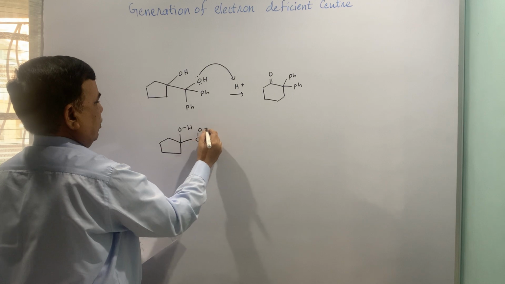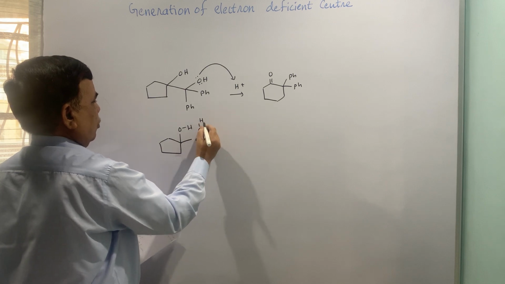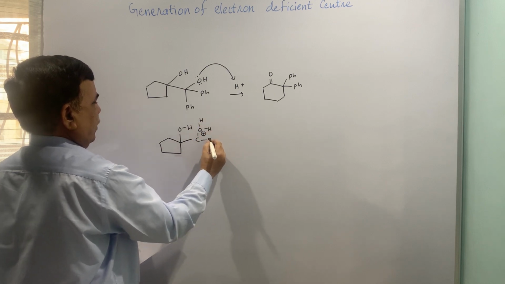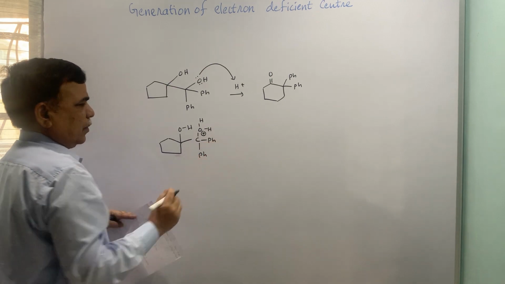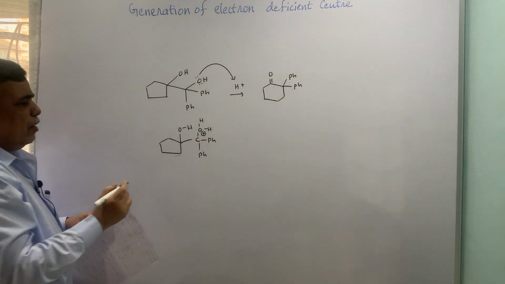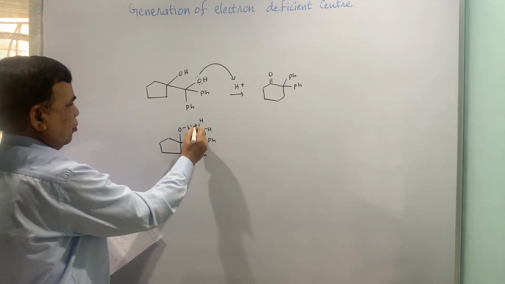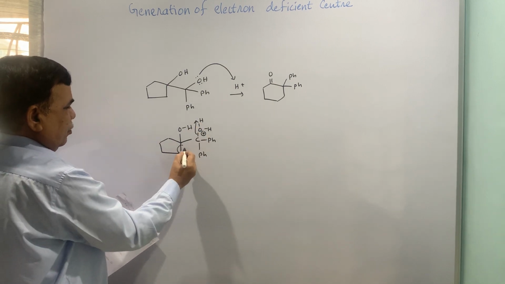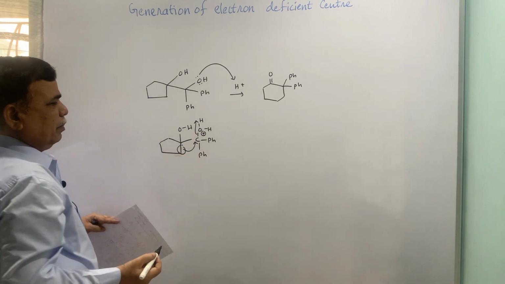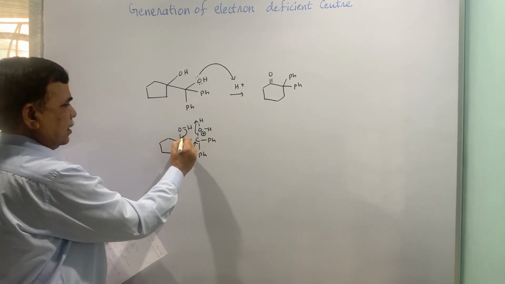So here it will be OH2 plus, the phenyl rings are intact, and now you can see that this group goes off, this group which is anti to that will migrate, and this comes here.